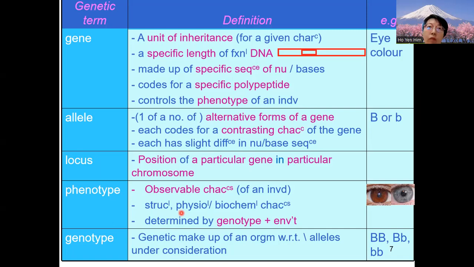Example: how do we remove waste? We've got the liver and the kidney. Okay, so this is called physiology. Biochemical characteristics are all the chemical reactions in our body catalyzed by enzymes.